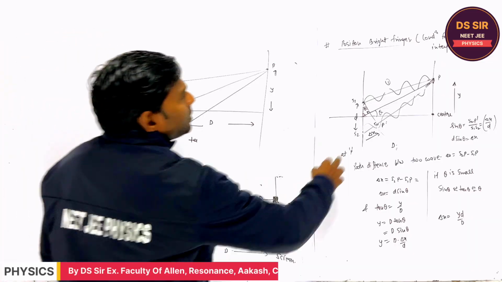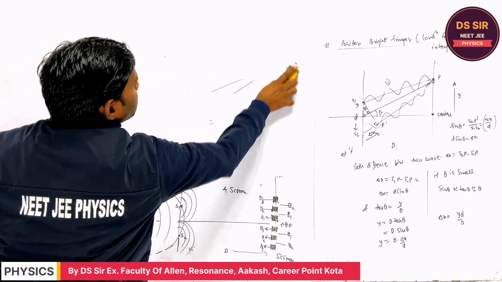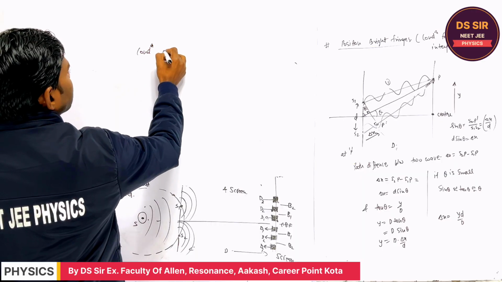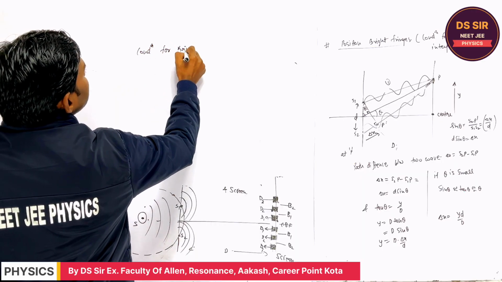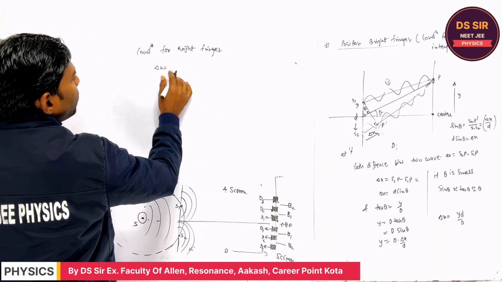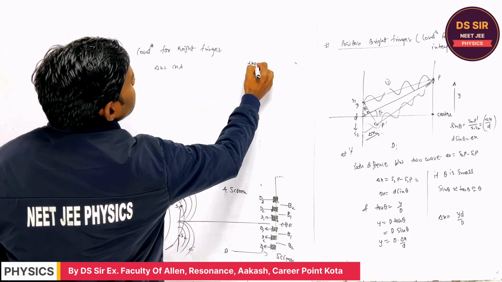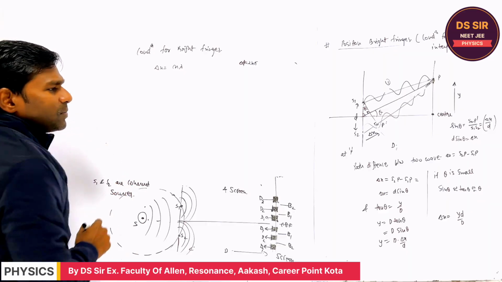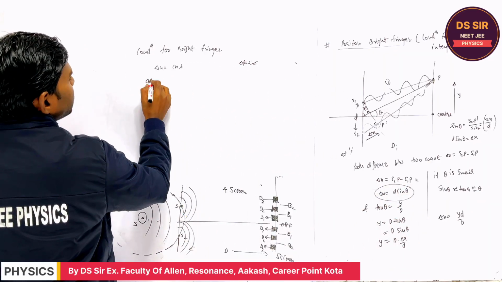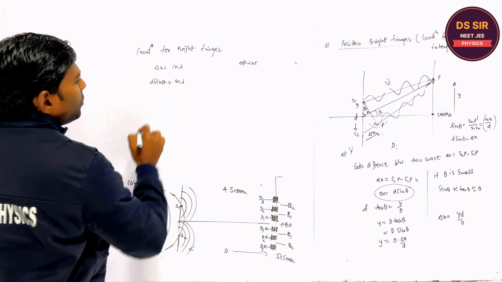Yes. Now what is the condition for constructive interference? Tell me. Yesterday I told you, the condition for bright fringes. The path difference between the two waves should be equal to what? 2 pi is the phase difference, and the path difference must be equal to n lambda. So path difference is equal to d sine theta, which is equal to what? Say n lambda. Is it clear or not?